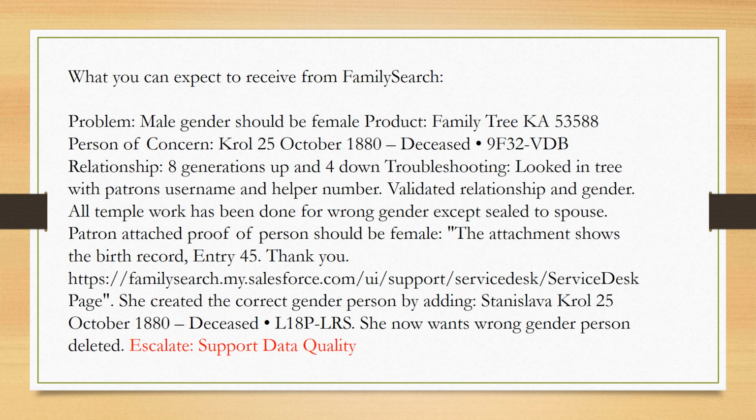I received 2 responses back from FamilySearch. In the first response, it indicated the nature of the problem. Male gender should be female. It showed the person of concern and my relationship to that person. It indicated that all temple work had been done for the wrong gender except sealed to spouse. It showed that the patron had attached the proof of person should be female. My case was escalated to the support data quality group. From that group, I received a second response indicating that Stanislaus Kroll's name had been removed from the family.